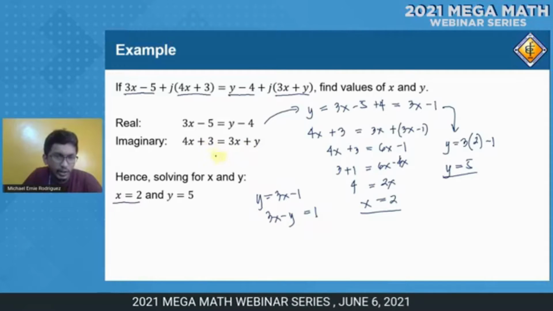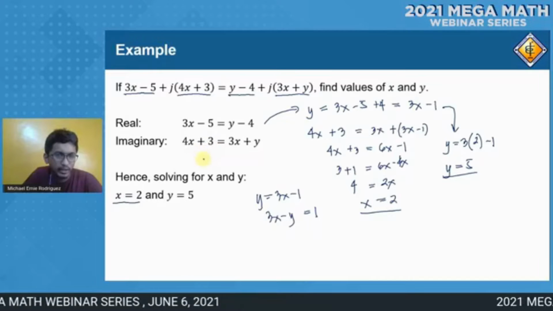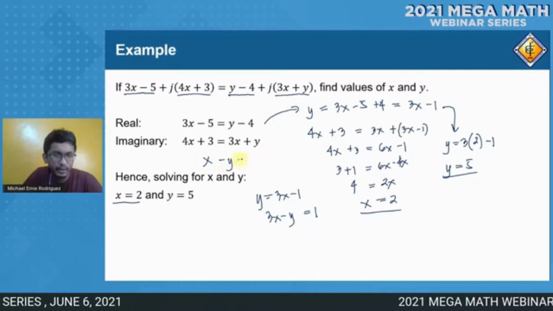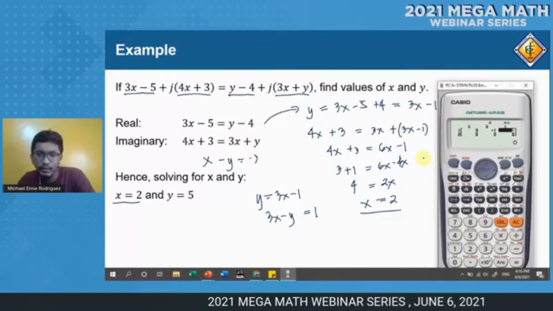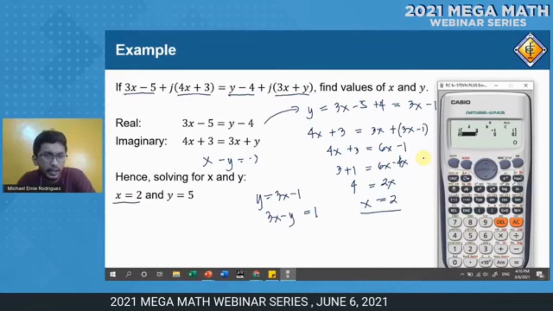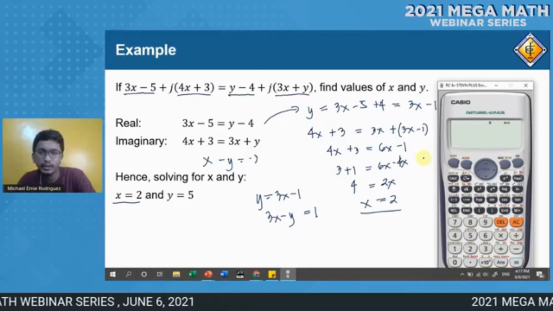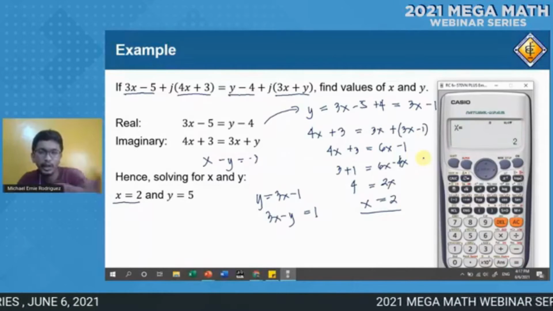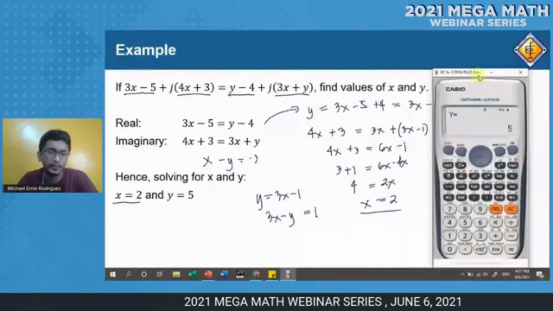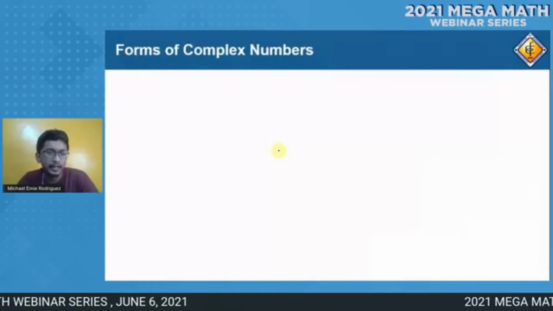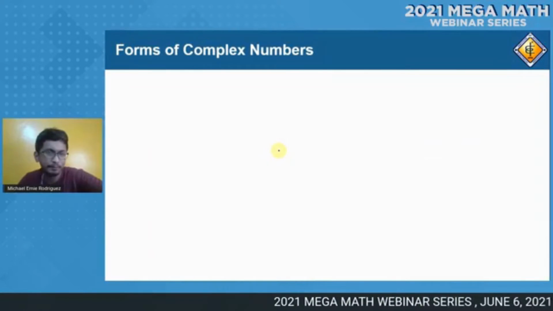And for the second equation, this is 4x. So we have x minus y is equal to negative 3. So try natin yan. So 2 and 5. So we can use yung ating mode 5-1 to solve for two equations and two unknowns. And then, proceed na tayo on the forms of complex numbers.